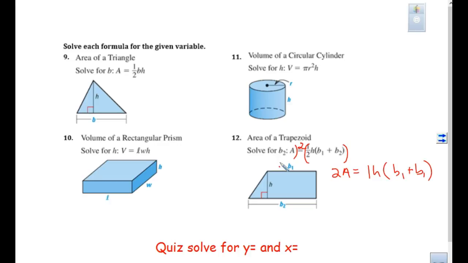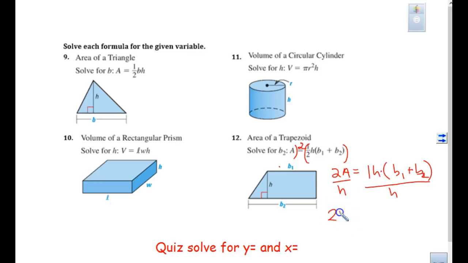So if I'm looking at this, how do I get B2? This is B1, this is B2 back here. How do I get this B sub 2? What might I do next? Minus B1. Oh, no, because this is in a parenthesis. How do I get rid of this H out here? I divide. Divide both sides by H, right?